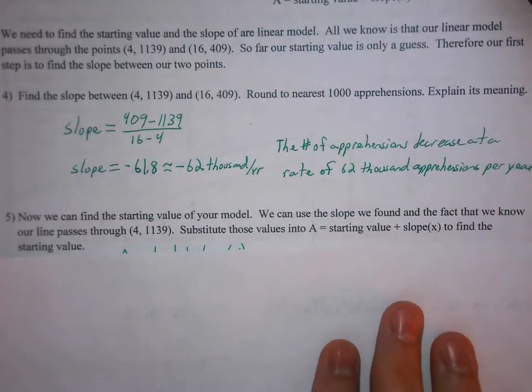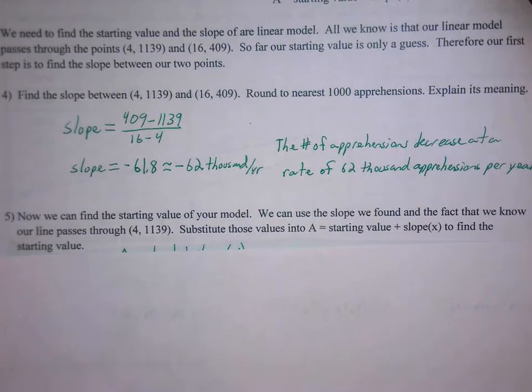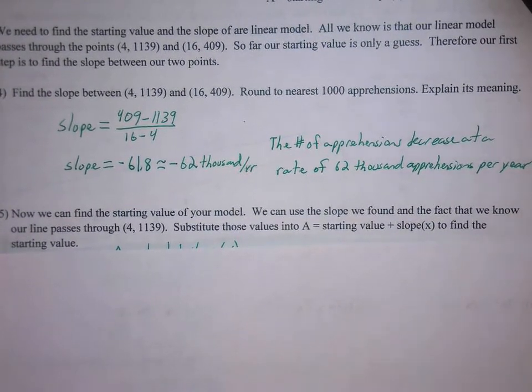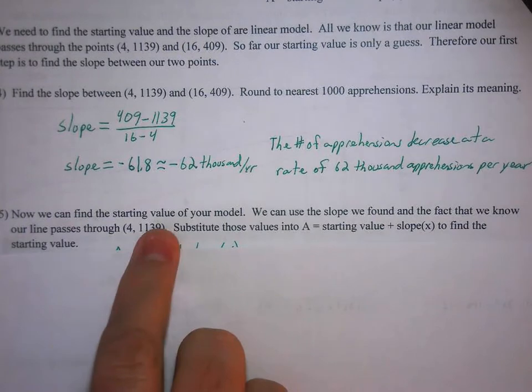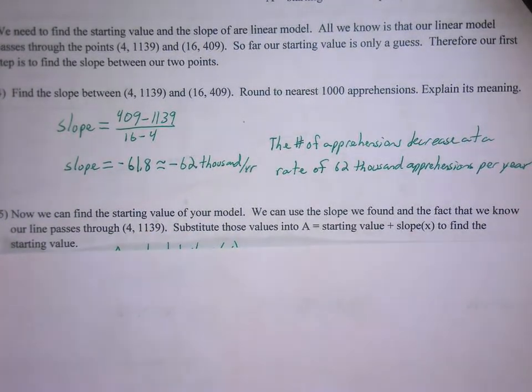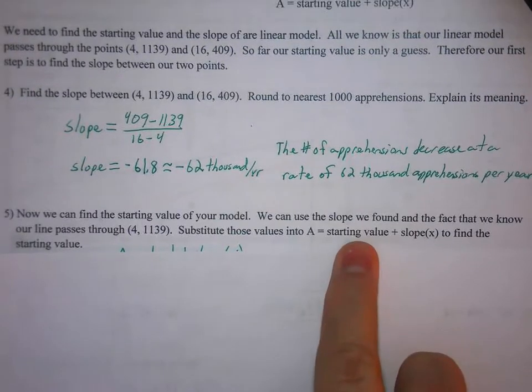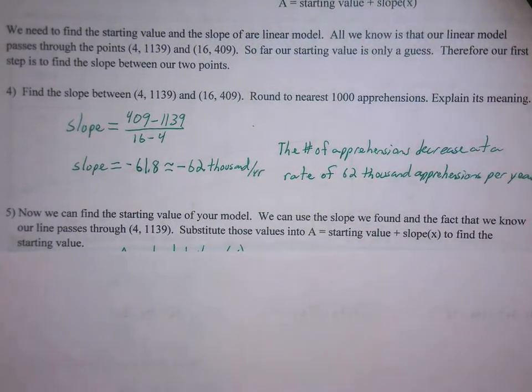Going on to number 5. Now we can find the starting value of your model. We can use the slope we found and the fact that we know our line passes through the point (4, 1139). So substitute those values into our equation to find the starting value.